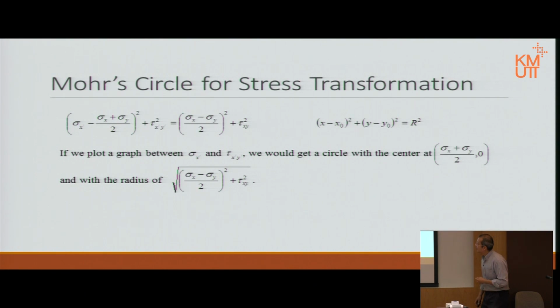Then, if we compare that way, if we plot a graph between sigma x prime and tau x prime y prime, then we should get a circle. The circle with the center at, of course, x naught and y naught, given here, sigma x plus sigma y over 2, and then 0. And of course, the radius is the square root of the right hand side term of the equation.